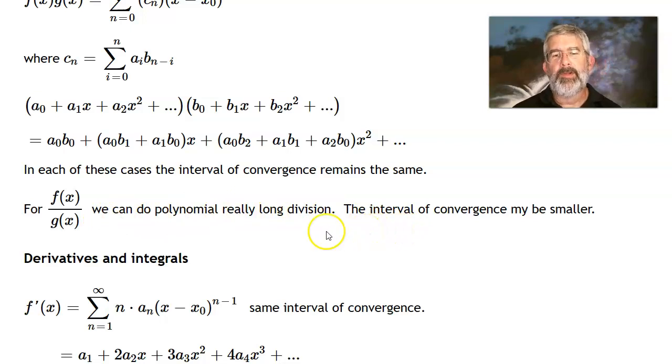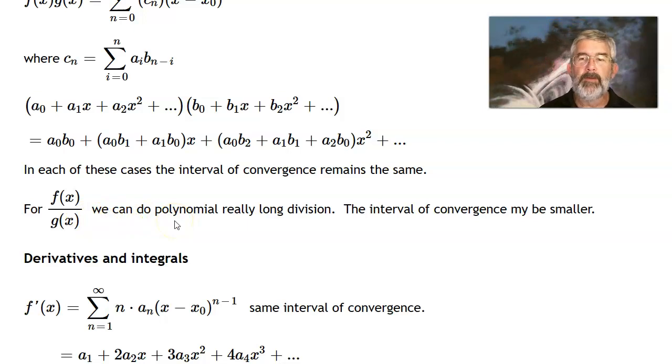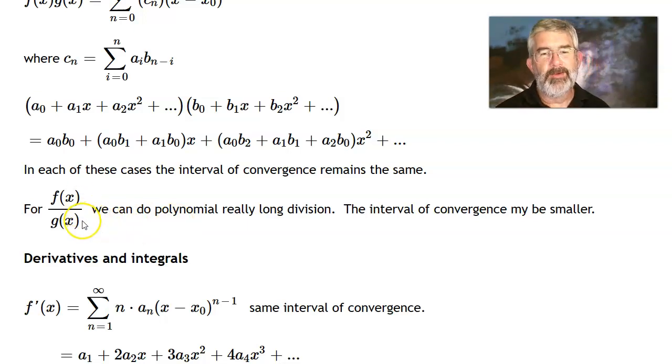One of the issues, though, with this division is that the interval of convergence may change. It could get smaller. Because if you're in a spot where g of x is equal to 0, then you're going to be creating an asymptote in the function itself. And so the interval of convergence would not be able to cross over that asymptote. And so you could have a shorter interval of convergence. However, within that shorter interval of convergence, you can do the division just as you would divide polynomials.